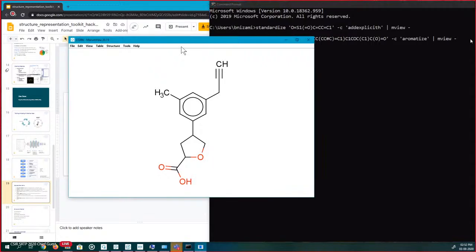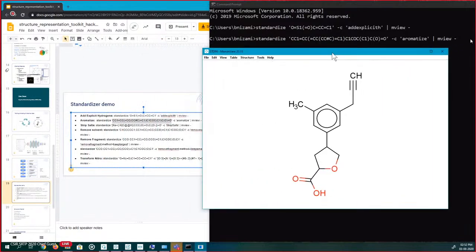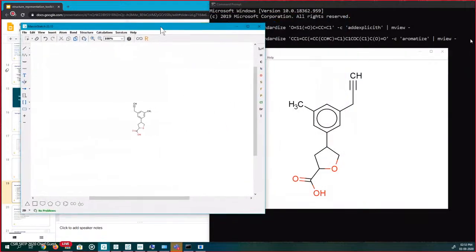Okay. So thanks again, Sujit, for reminding me so that the user can see it properly. So this is the output of my previous command. And as I showed you in the Marvin, the structure, this part of the molecule was not aromatized. So I will open it side by side so that you can compare it.